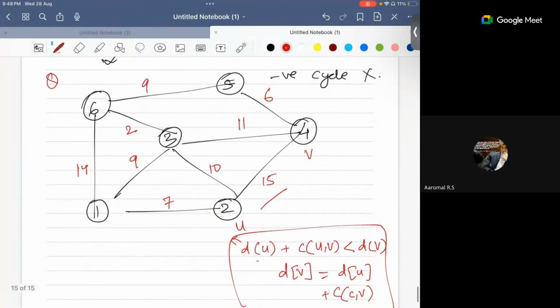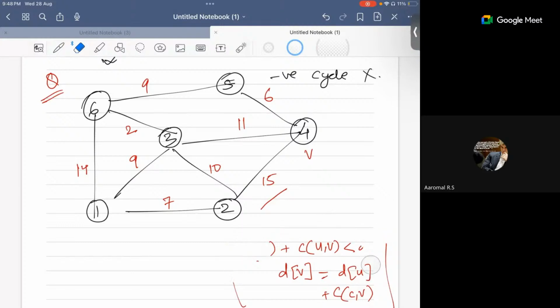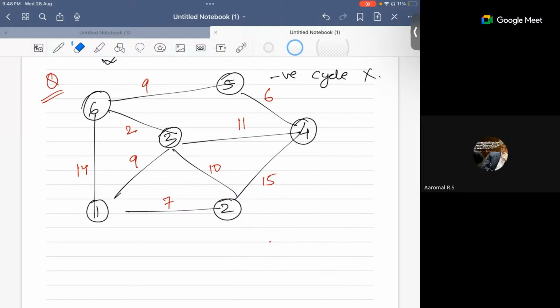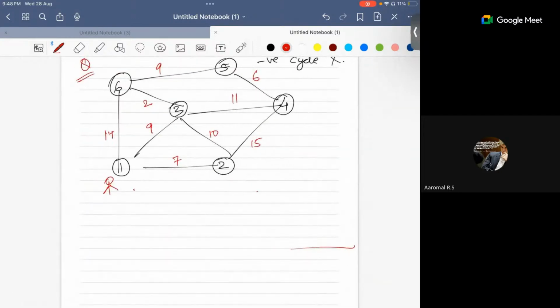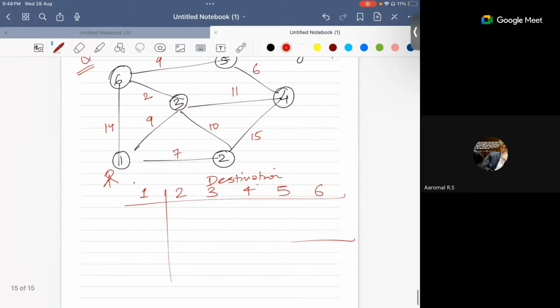So this is our graph. I have to calculate the shortest path, starting from here. Let's think that I have to start from 1. Source is 1. The destinations are 2, 3, 4, 5, 6. I have to go from 1 to 2, 1 to 3, 1 to 4, 1 to 5, 1 to 6 and calculate the shortest path, the minimum weight. Let's start.